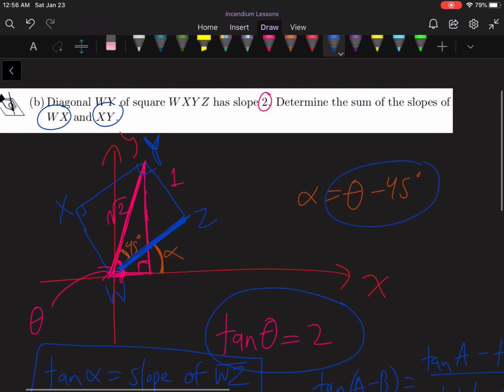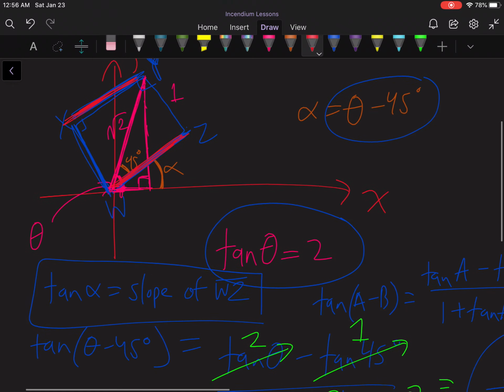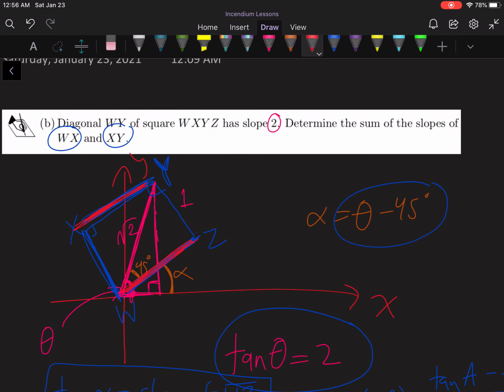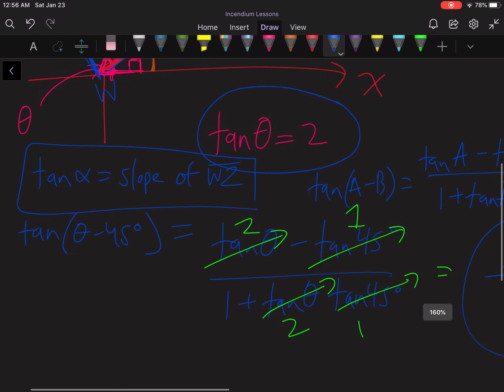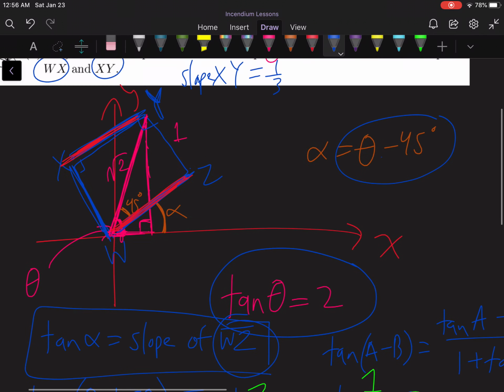Notice, they want us to find the sum of this slope and this slope. The slope of WZ is equivalent to the slope of XY. So we have already found the slope of XY, because it's just 1 over 3, the same as WZ. So that's the first result that we've gotten. I should probably say the slope of XY is 1 over 3, just because it's the same as the slope of WZ.